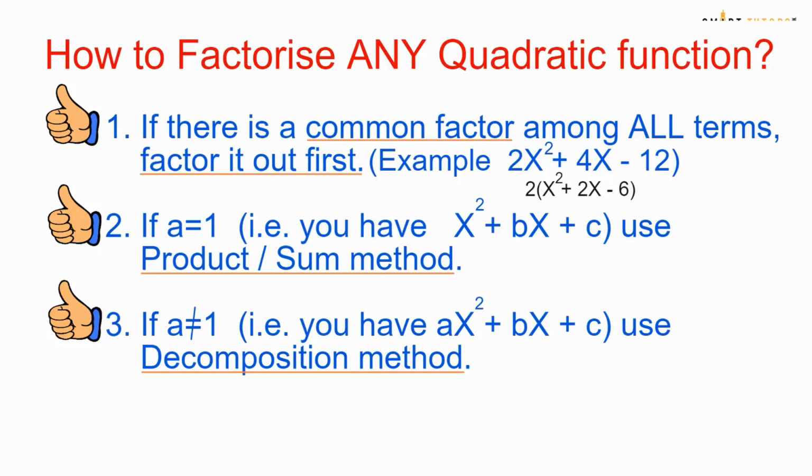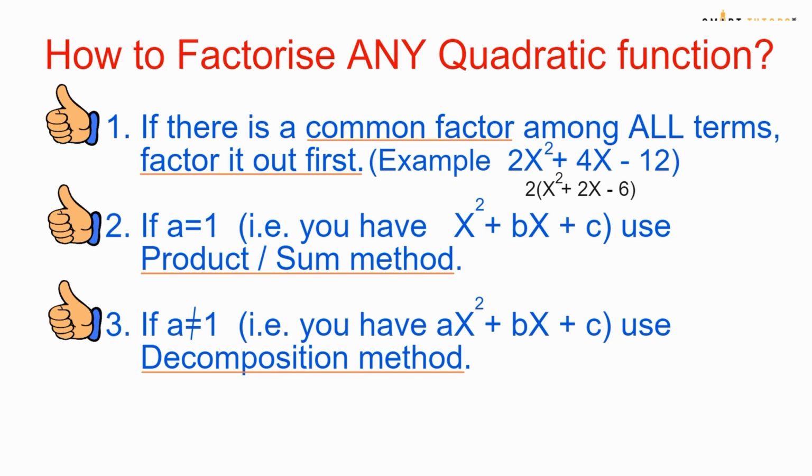You need to follow these three important rules to do any quadratic questions. Rule number 1. If there is a common factor among all terms, factor it out first. For example, 2x squared plus 4x minus 12, you can see the 2 is a common factor for all three terms. So taking the 2 out, x squared plus 2x minus 6 is left over. So you can factorize that one later.